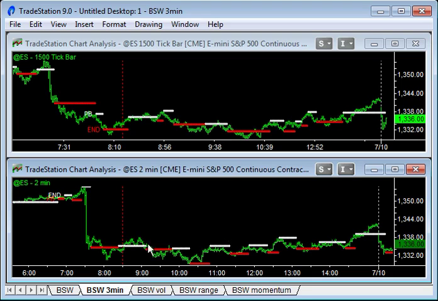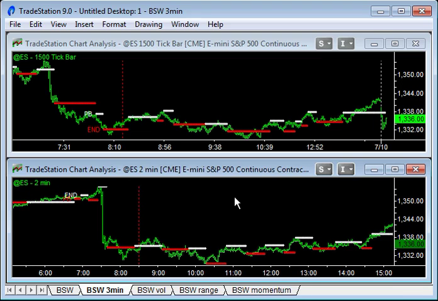Now, interestingly, on the 2-minute chart, beta sine wave actually plotted these support and resistance levels really very nicely indeed, on a 2-minute chart equivalent to a 1500 tick bar chart. The problem I have with using a time-based chart is this.